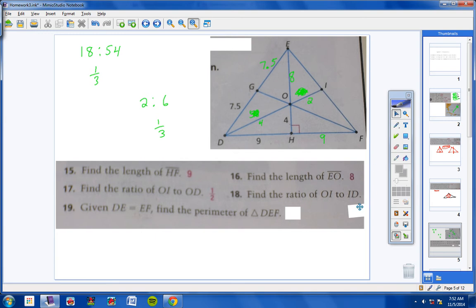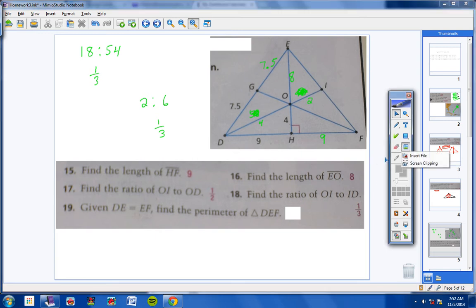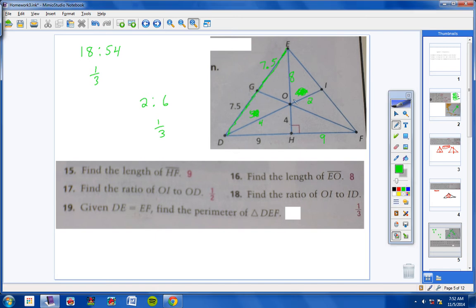All right, moving on to number 19. Given that DE is congruent to EF, find the perimeter of this whole triangle, DEF. Okay, well, here we go. Well, this whole side here is 7.5 plus 7.5, so this whole side here is 15. That means this whole side over here is 15, because it says right here that DE equals EF. So this is 15, and this is 15.